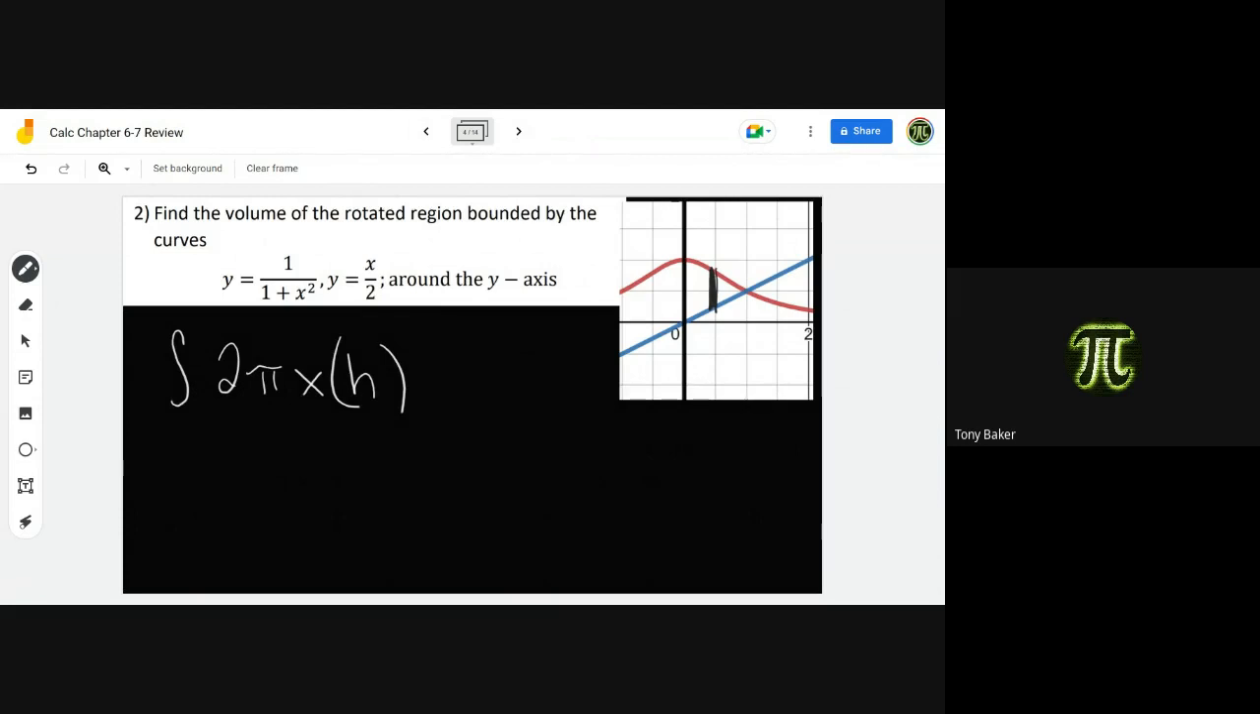So when we look at this one, we still need our starting and ending point. My starting and ending point are from there to there, which is 0 to 1. All right, so now that we have our heights, we just set up our integral for this one. So my integral is from 0 to 1. We can pull out the 2 pi because that's just a constant. And it's x times the 1 over 1 plus x squared is the top minus the bottom.